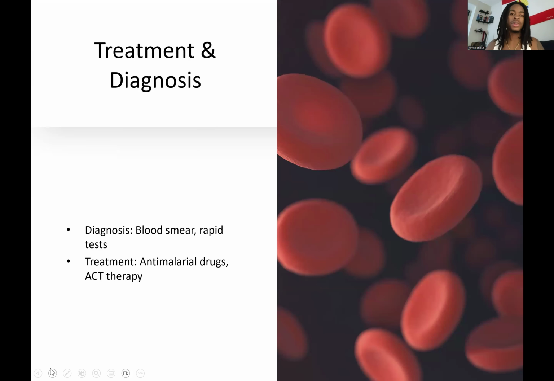Treatment, testing, and diagnosis. So again, malaria attacks these red blood cells. Malaria is diagnosed through blood smears and rapid diagnostic testing. Treatment usually involves some type of anti-malarial medication, and early diagnosis greatly improves survival rates.